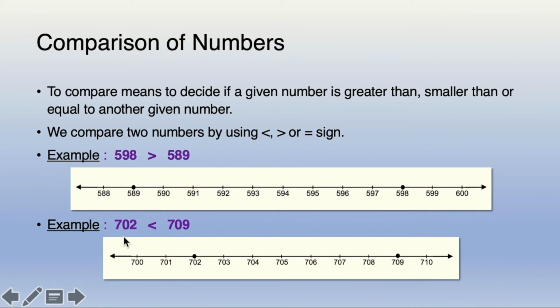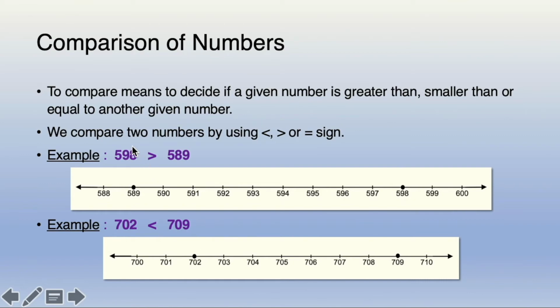589. Now, over here we have the numbers 702 and 709. So, along the number line, the number 709 comes after the number 702. So, the number 702 is less than the number 709.